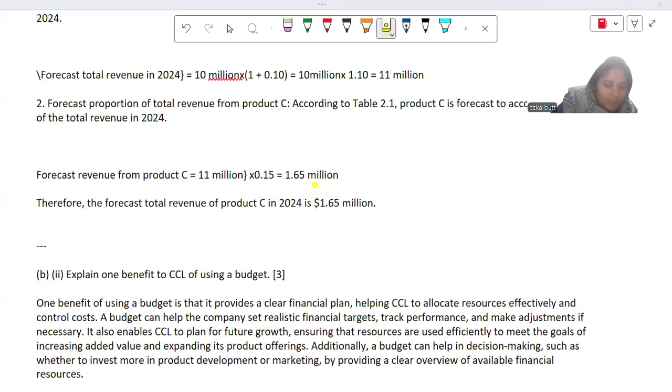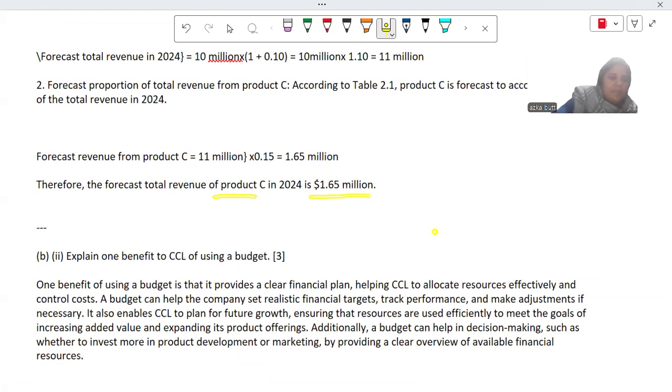So basically, according to table 2.1, product C is forecast to account for 15% of the total revenue in 2024. The total revenue was 11 million. So just multiply it by 0.15. So this is 1.65 million. Therefore, forecast total revenue of product C in 2024 is 1.65 million.